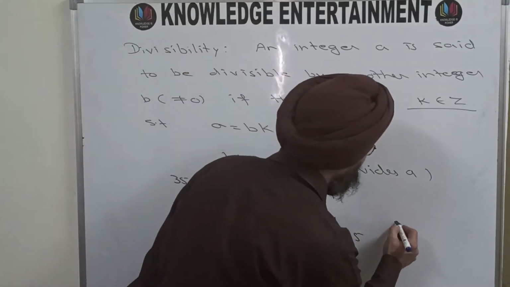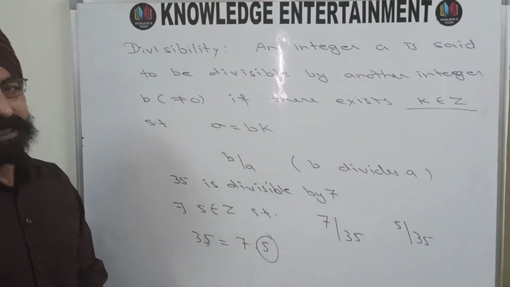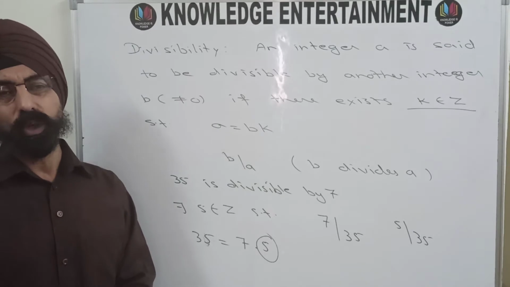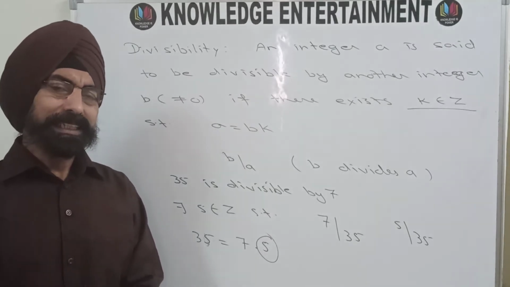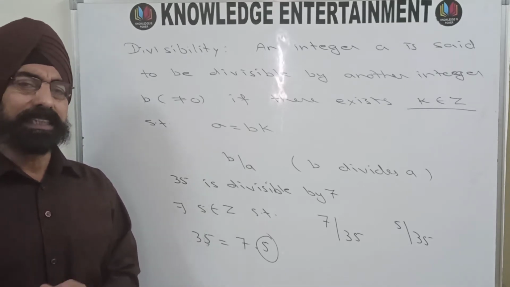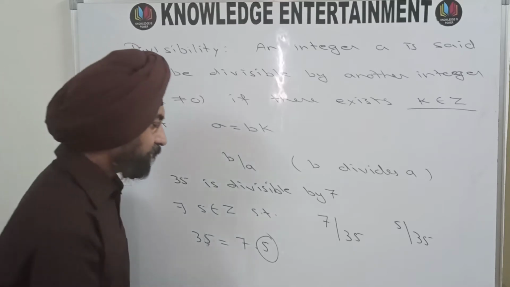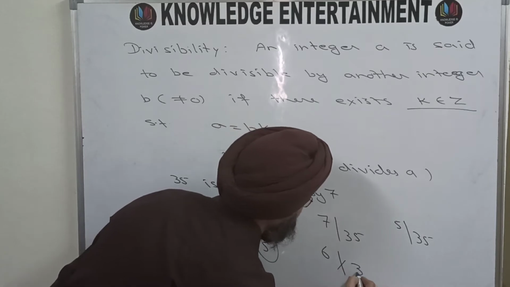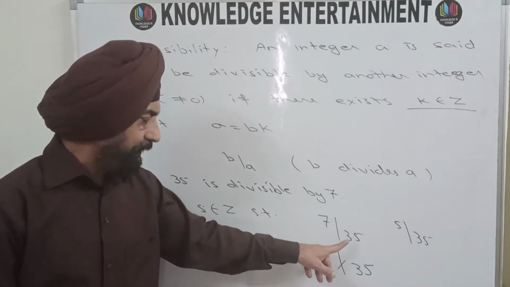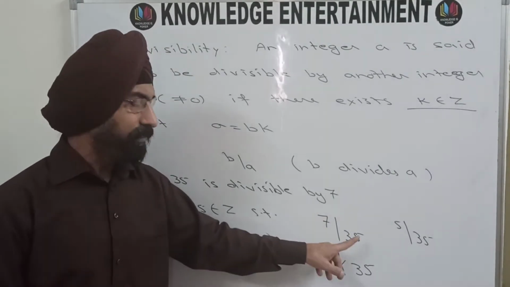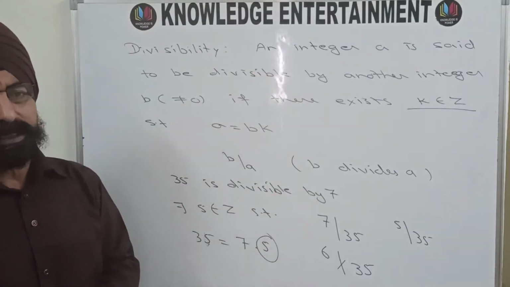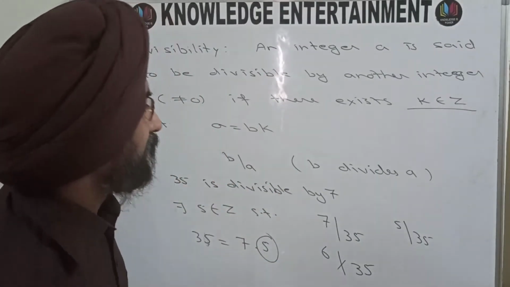Similarly, you can say 5 divides 35. But if I ask whether 6 divides 35 or not, the answer will be no, because there does not exist any integer k such that 6k is equal to 35. I can't find such an integer k. So 6 does not divide 35, and we denote it with the symbol for does not divide, and this is the symbol for divides. So 7 divides 35, 5 divides 35, 6 does not divide 35. These are the basic symbols we are going to use in the chapter of divisibility.